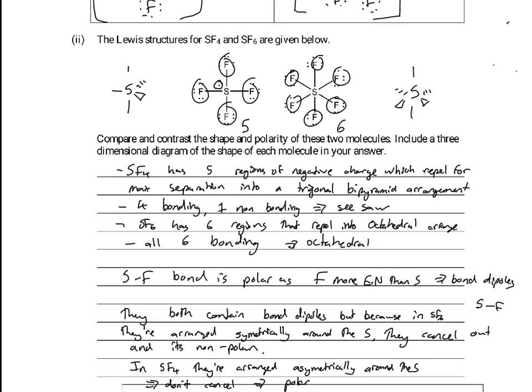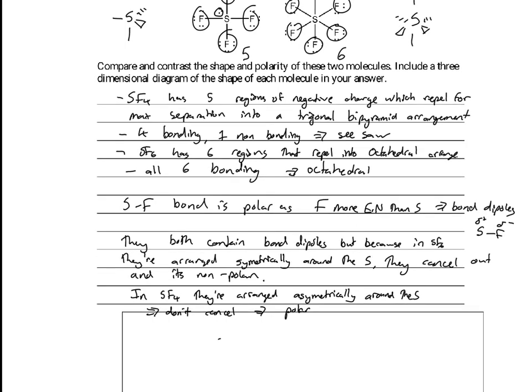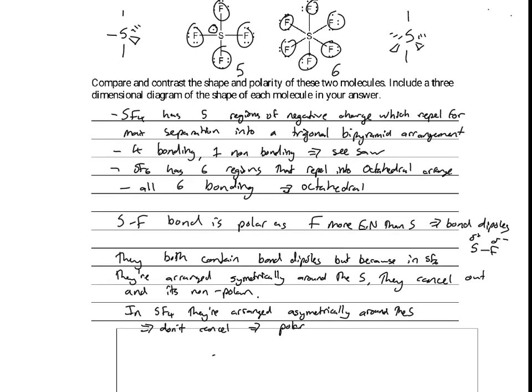In terms of polarity, both of them have sulfur-fluorine bonds, and those bonds are all polar as fluorine is more electronegative than S. And because one's more electronegative than the other, it creates a bond dipole. So the sulfur is slightly positive, and the fluorine is slightly negative. So for a molecule to be polar, you need 2 things. You need these bond dipoles to exist, and it depends how those bond dipoles are arranged around the central atom.